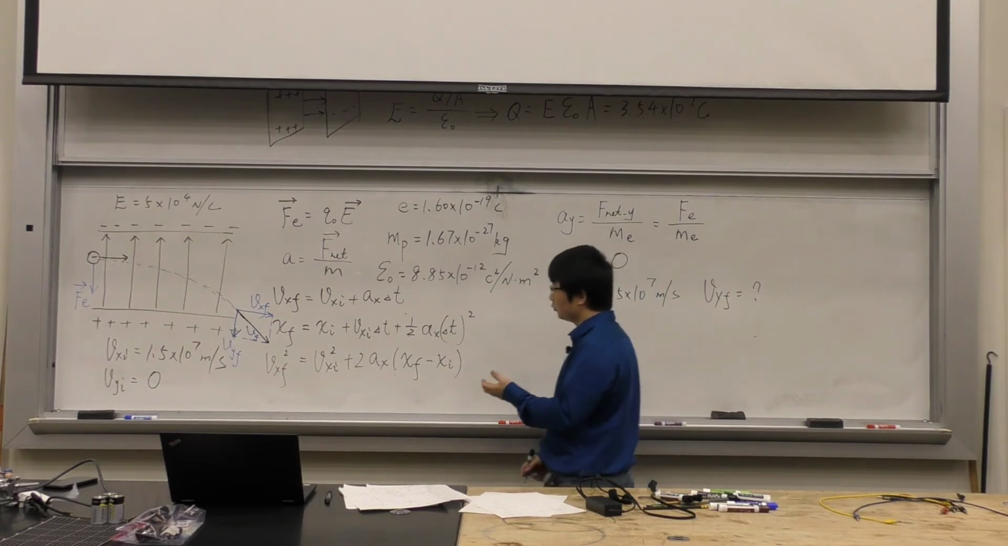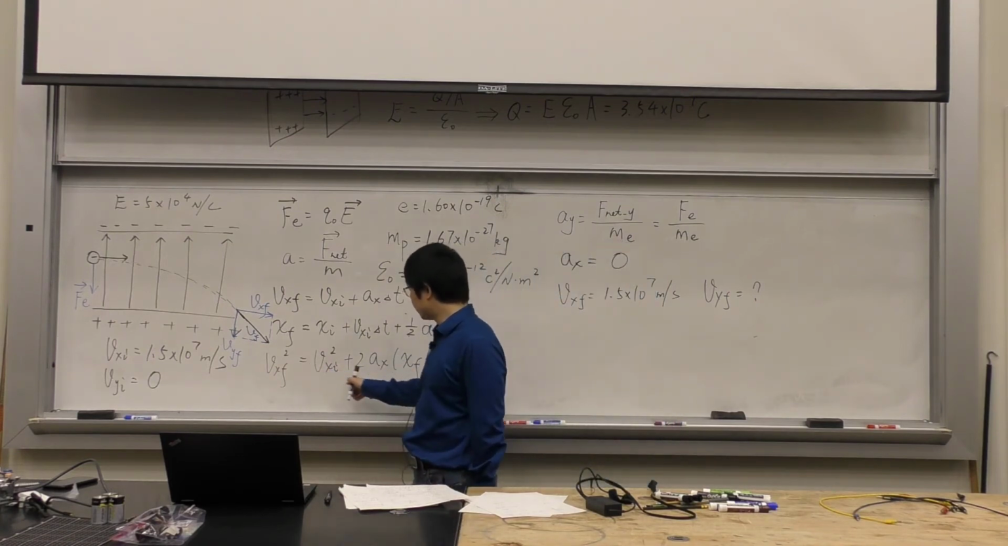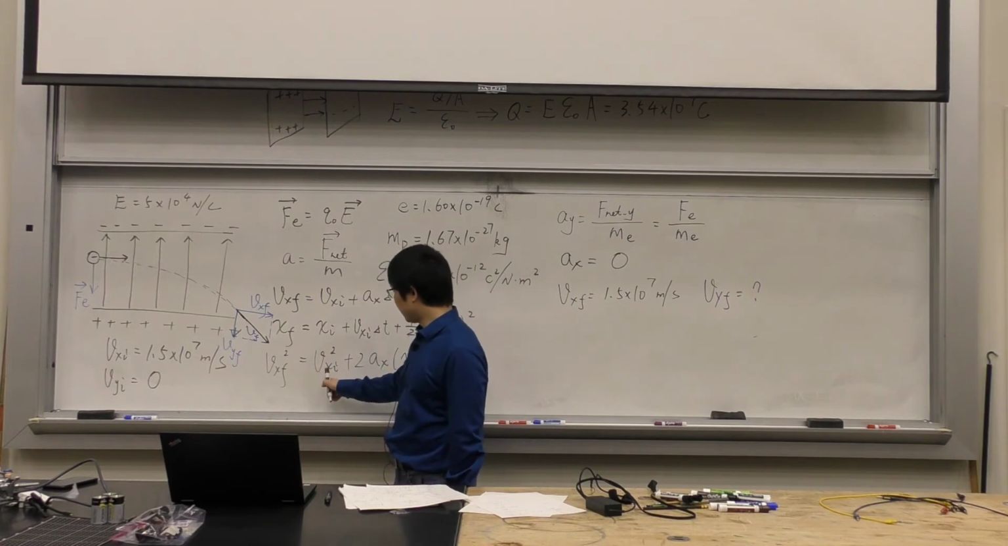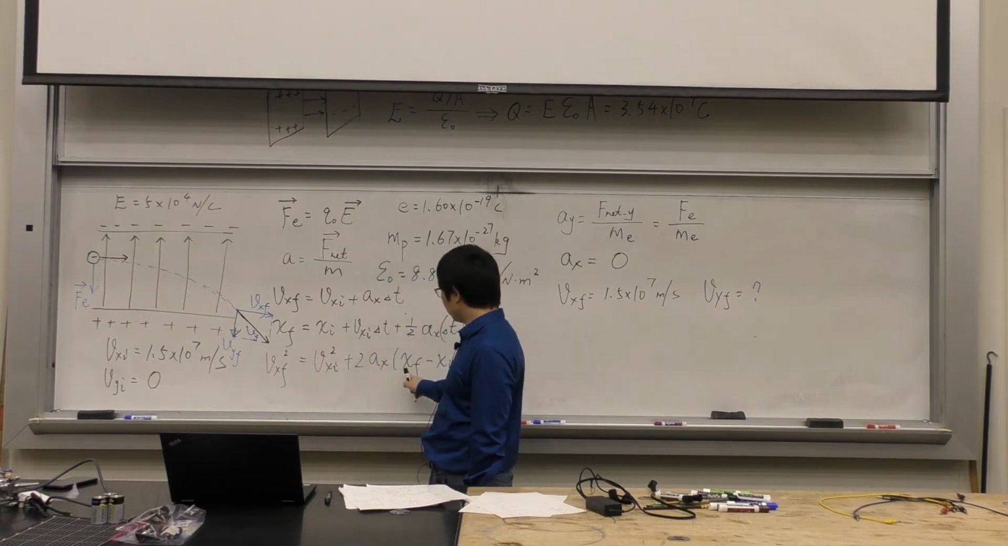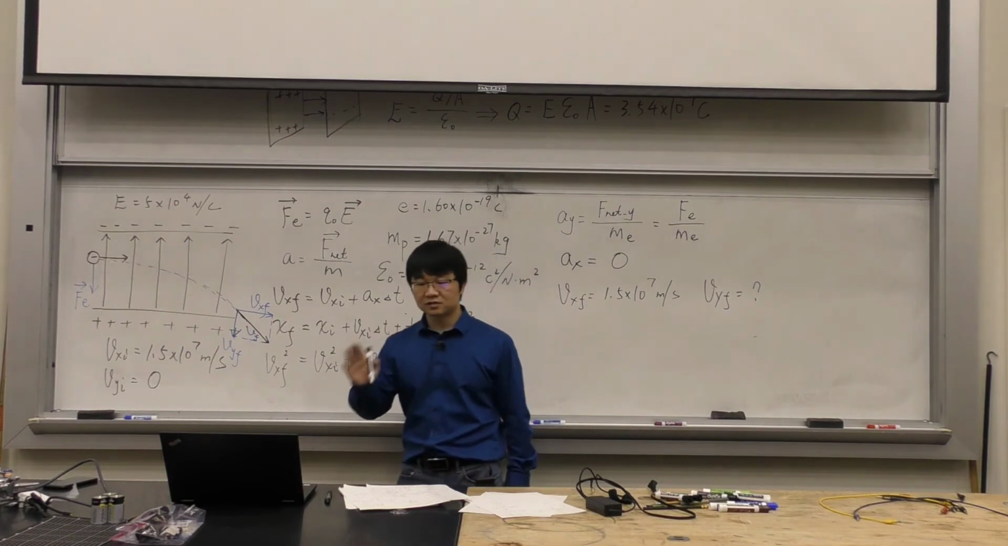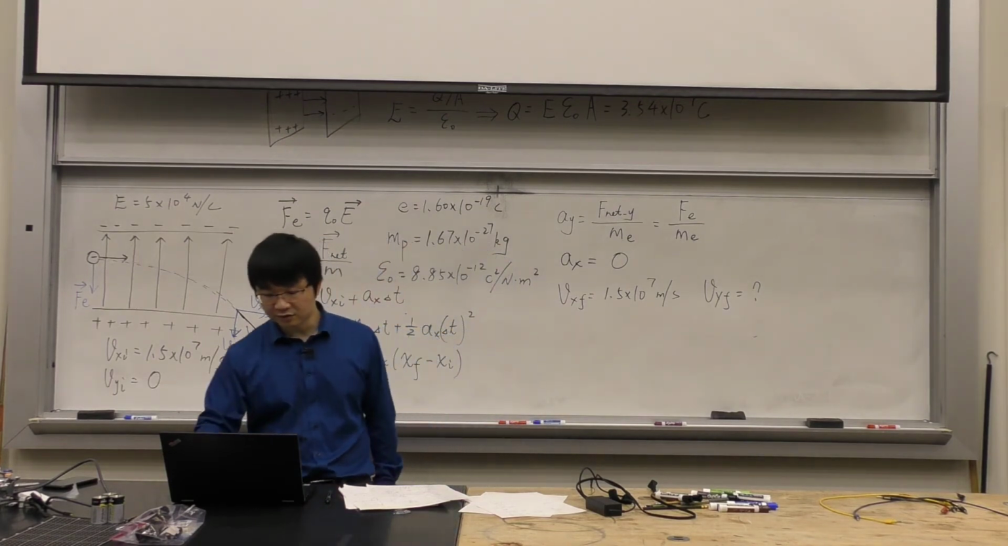If you don't want to find the time, you try this equation. Let's see. Then Vy initial is still 0, and Ay you can find. But you're going to need the distance traveled in the Y direction. The problem doesn't tell you that.